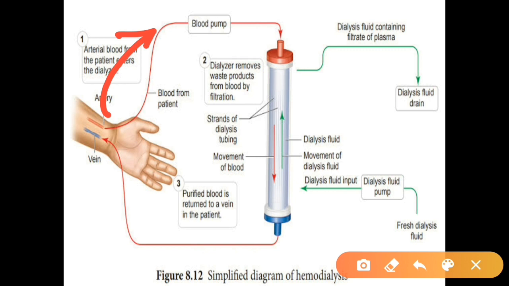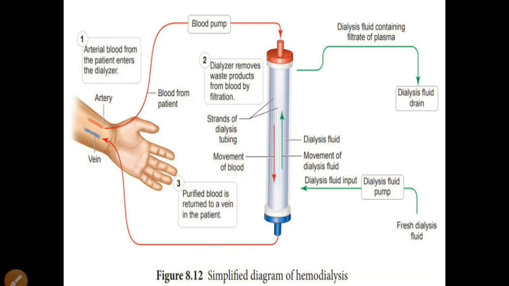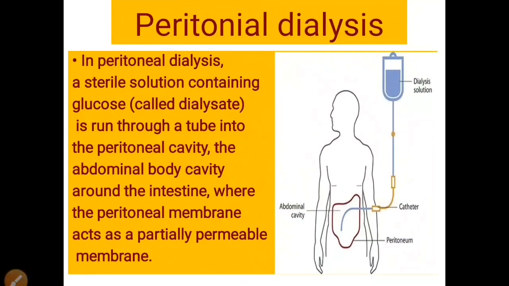Blood goes through this line and the dialysis fluid goes through this line. Purifying blood from this dialyzer, the purified blood goes through this line and goes through the vein. In such a way, the hemodialysis process occurs. Next, we will learn about peritoneal dialysis. In peritoneal dialysis, actually a sterile solution containing glucose is run through a tube into the peritoneal cavity.